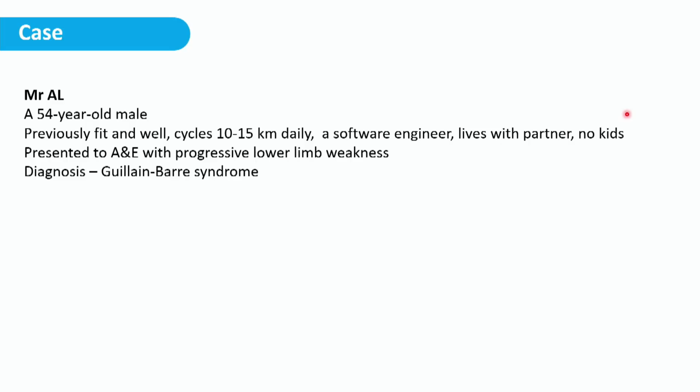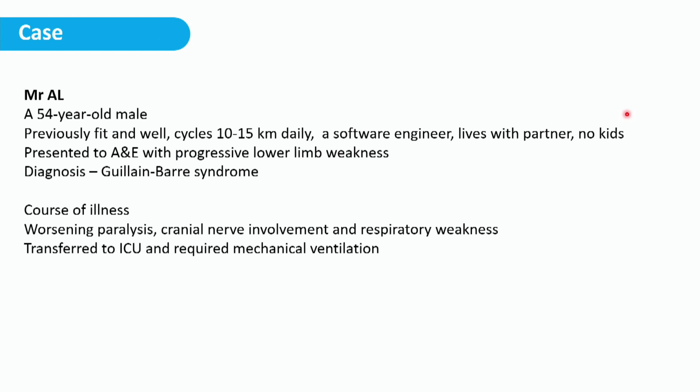So this is a patient that I saw recently when I was in the UK, Mr. A.L., a 54-year-old male who was previously fit and well. He's an avid cyclist who cycles up to 10 to 15 kilometers daily, a software engineer, and he lives with his partner, and he does not have any kids. He presented to A&E with acute onset progressive lower limb weakness, and the diagnosis was established as Guillain-Barré syndrome. Then the paralysis worsened, cranial nerves were also involved, and he developed respiratory weakness, so he was transferred to ICU, and he was intubated and ventilated.